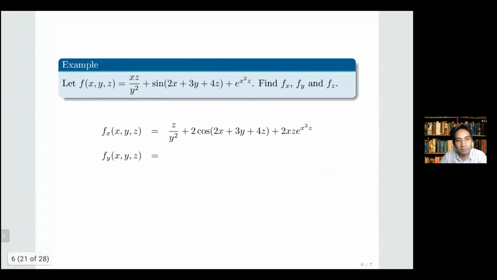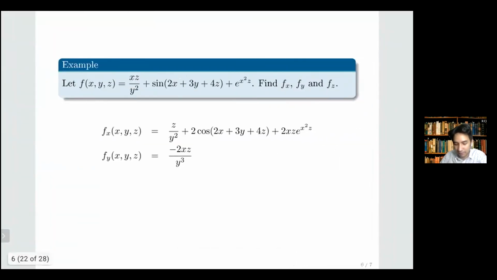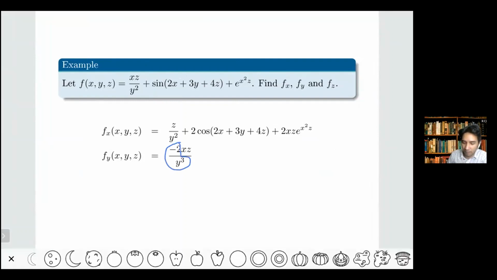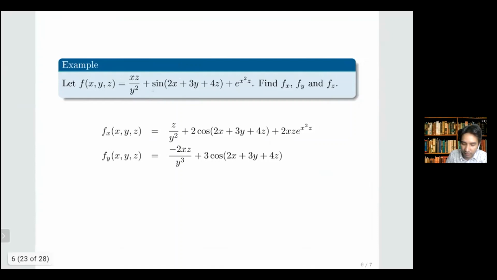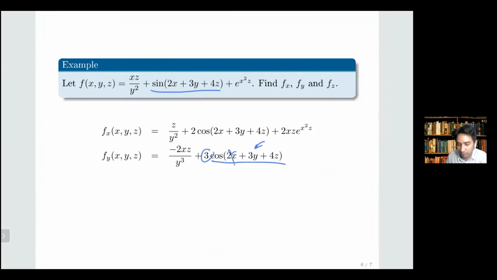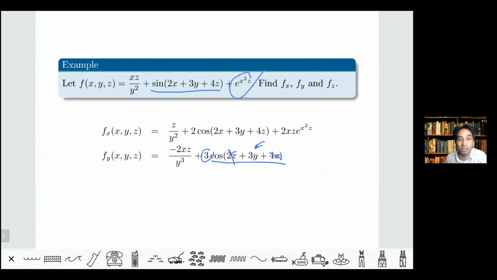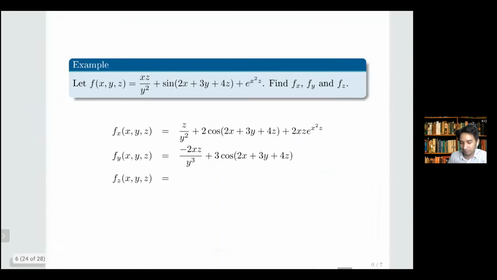So ganun din for f sub y, here the constants are x and z. Okay, so ang derivative ng first term ay xz times negative 2 over y cubed. Yung negative 2 over y cubed, that's the derivative of 1 over y squared. Okay, and same here, ang derivative ng second term ay cosine times 3. Kasi ang makukuha nyo from differentiating the inside ay 3. Ito naman yung mga mamamatay, yung mga x and mga z. Kasi constants na sila. Tapos yung third term, wala na, no? Kasi wala namang y yan eh. So that's just a constant. So the derivative is 0. So ito na yun. Okay.